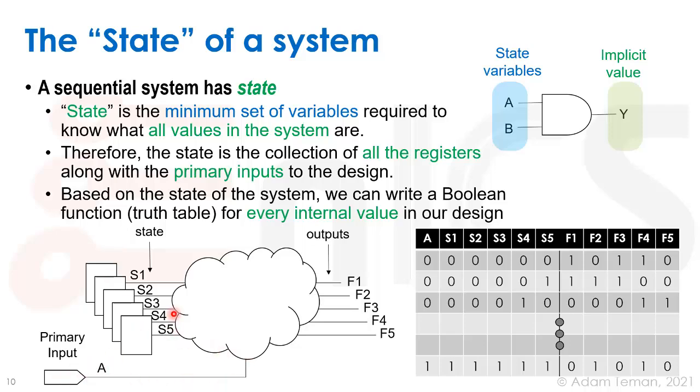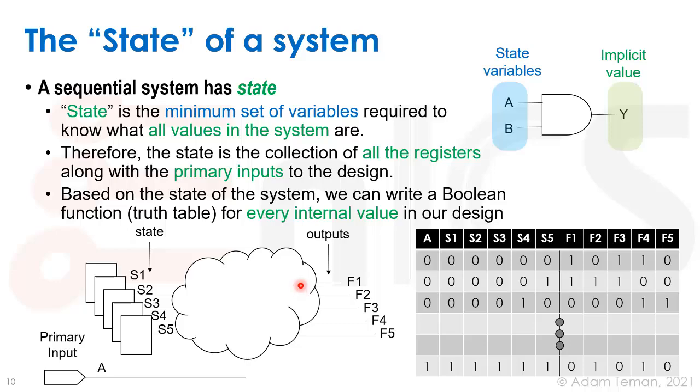So the state of our system is going to be the values stored in these registers and the primary input. Okay, and that's going to tell us for each and every single value inside the design what it is, because we know what the topology of the design is. We know what kinds of gates are inside here. So just knowing the inputs to the design and the state registers, we're going to know what everything is implicitly. We're going to be able to write a truth table like this for every single value inside.